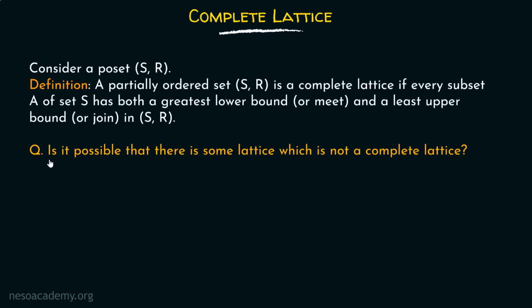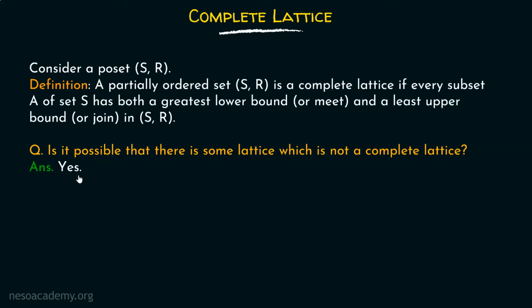Okay? Now here is one question. Is it possible that there is some lattice which is not a complete lattice? It seems like every lattice is a complete lattice. Isn't that so? Because in a lattice, every pair has a greatest lower bound and least upper bound. It seems like every subset must also have a greatest lower bound and a least upper bound, right? So now my question is, is it possible that there is some lattice which is not a complete lattice? Let me tell you, yes, it is possible. There can be some lattice which is not a complete lattice.